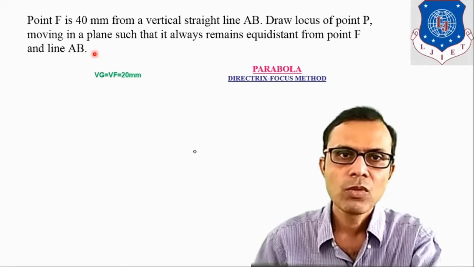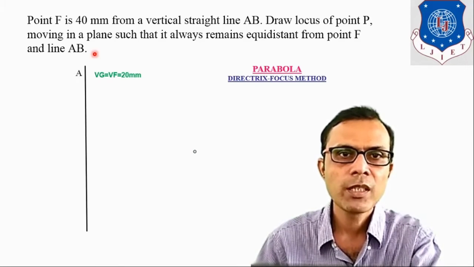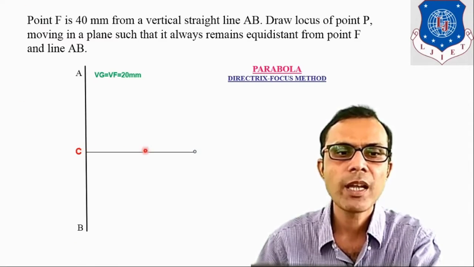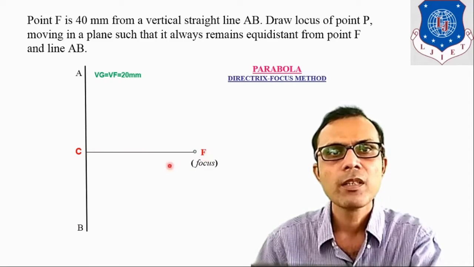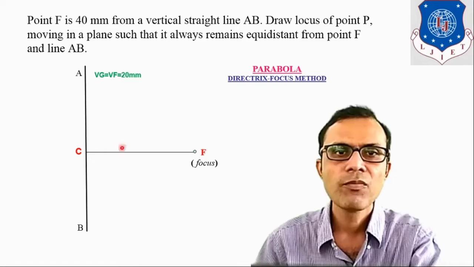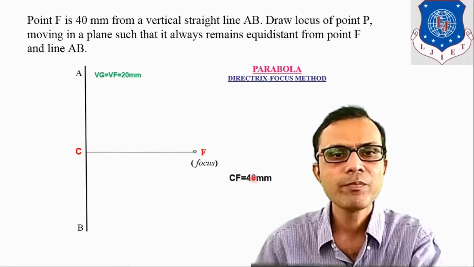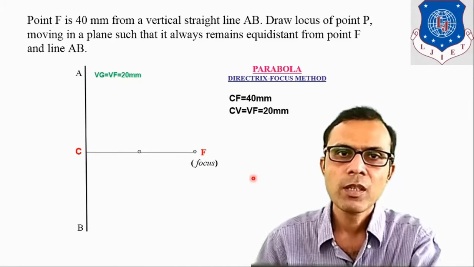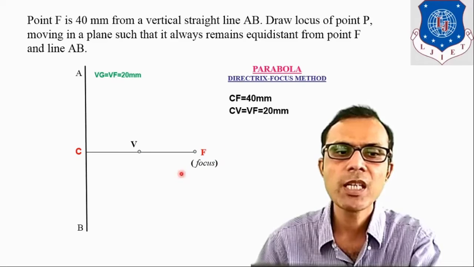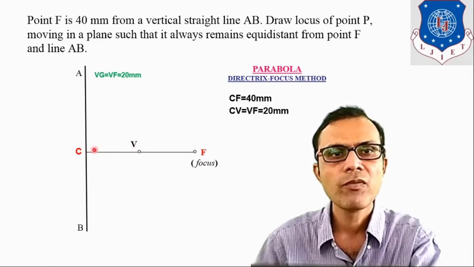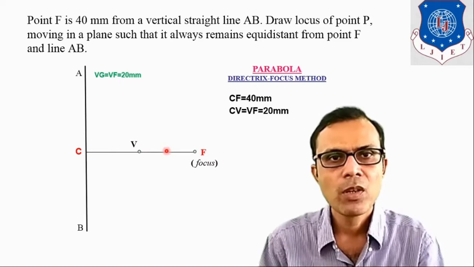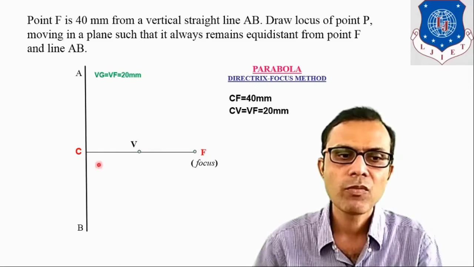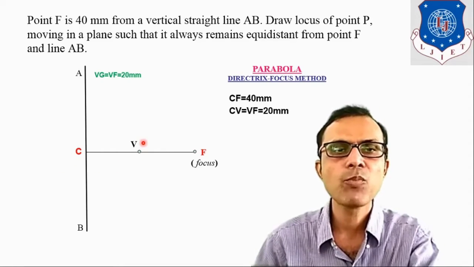Now let's draw. First of all, draw the directrix line AB, a vertical line. Consider point C on this line and draw CF by taking a distance equal to 40 mm. Now we have to locate the vertex point V. For the parabola, VF is equal to VC, that is 20 mm. So here is point V, with VF equal to VC, 20 mm. From either side, the distance of the vertex is 20 mm. So we have located this vertex point.